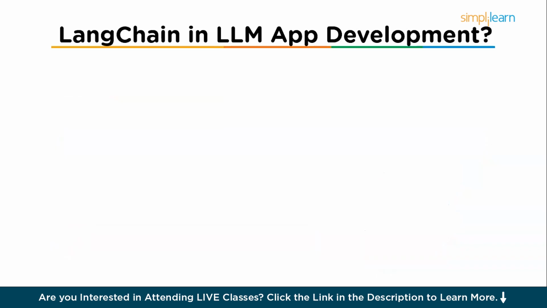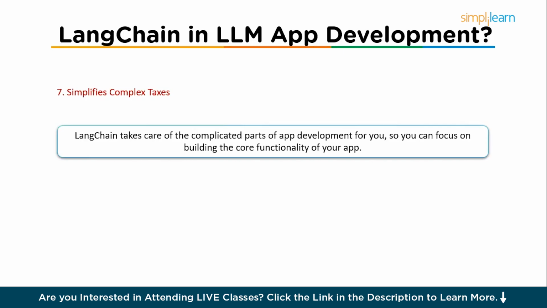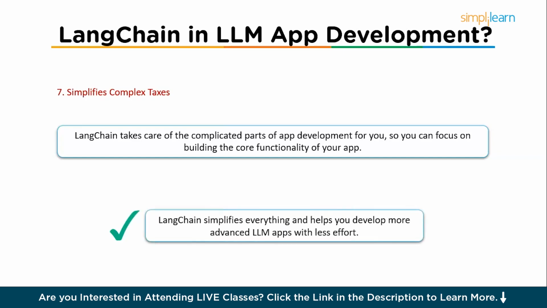Then we have point number 7, it simplifies complex tasks. LangChain takes care of the complicated parts of app development for you, so you can focus on building the core functionality of your app. Whether it's chaining steps, integrating external tools, or managing memory, LangChain simplifies everything and helps you develop more advanced LLM apps with less effort. It's a game changer for developers who want to create intelligent, real-world applications using LLMs without having to build everything from the ground up.